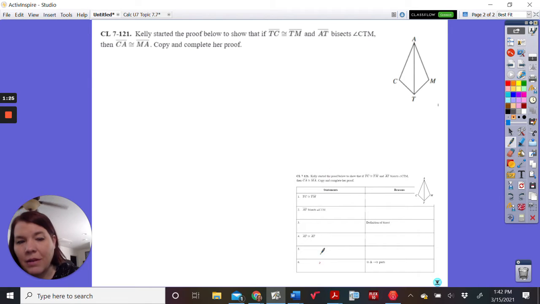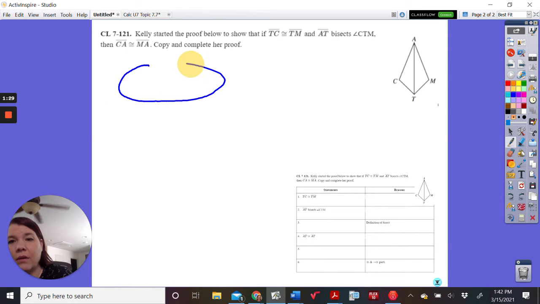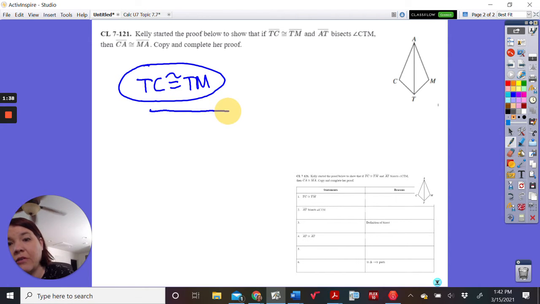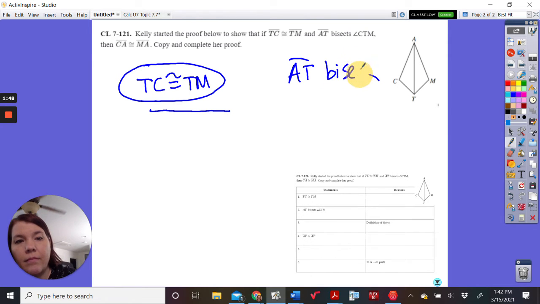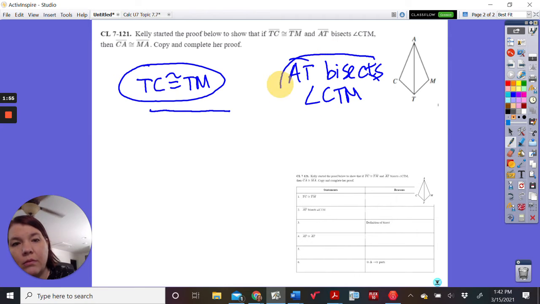So the statements are the bubbles. So I have a bubble, and in that bubble I write TC congruent TM. What I'm missing is the line underneath that tells me what it is. Why? I know that. Then I have another bubble, AT bisects angle CTM. And again, that's a bubble.